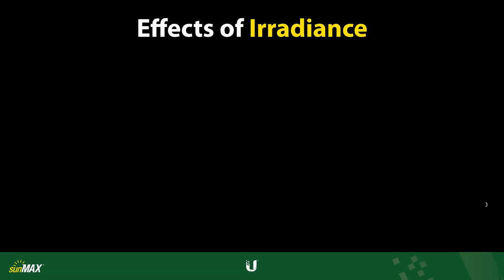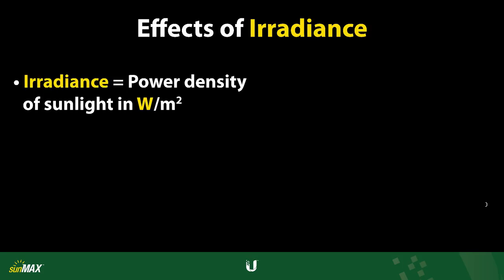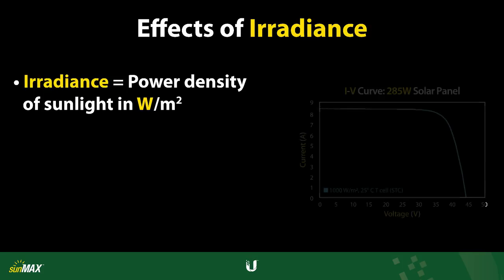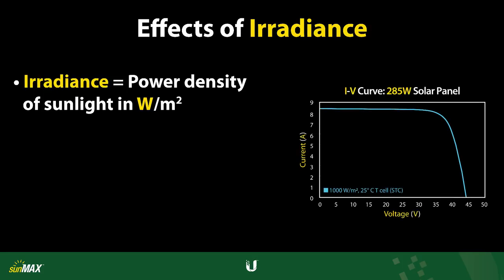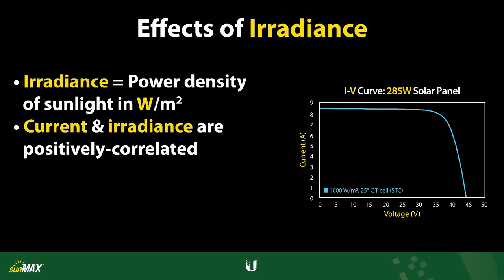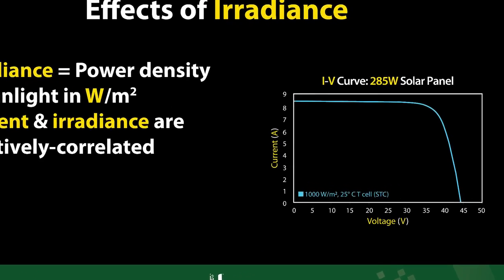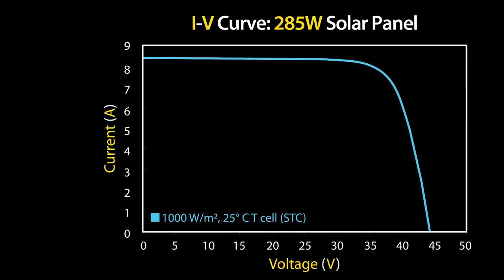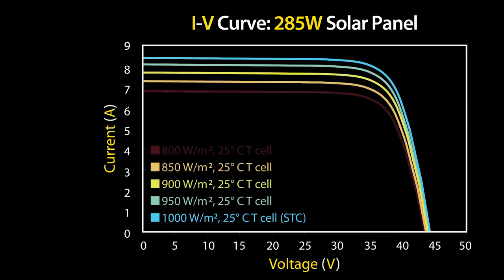Next, let's examine the effects of irradiance on power output, where irradiance represents the density or amount of sunlight available. Current and irradiance are positively correlated. This means that as irradiance levels decrease or increase, current will also decrease or increase.